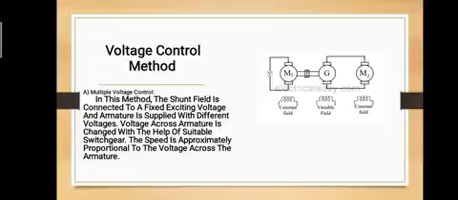Voltage control method. Multiple voltage control. In this method, the shunt field is connected to a fixed exciting voltage and the armature is supplied with different voltages. Voltage across the armature is changed with the help of suitable switchgear. The speed is approximately proportional to the voltage across the armature.